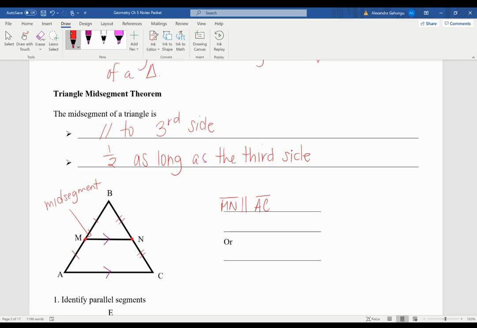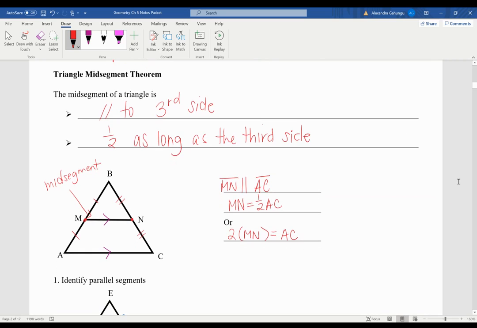And since MN is our mid-segment, it's also half of that third side again. It's half of AC. And you can think of it the other way. If you don't like taking half of something, you can think of it as 2 of MN. So if we double MN, our mid-segment, it's going to be equal to that third side, AC.